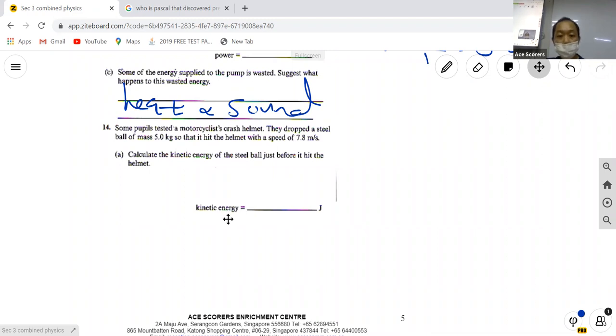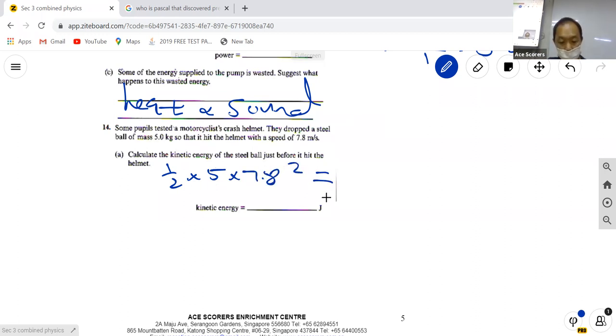Okay, moving on. So some people tested a motorcyclist crash. They dropped a steel ball. Calculate the kinetic energy just before it hit. So half m v squared. Very mechanical right now, formula half m v squared. What do you get for that? 152.1 joules.